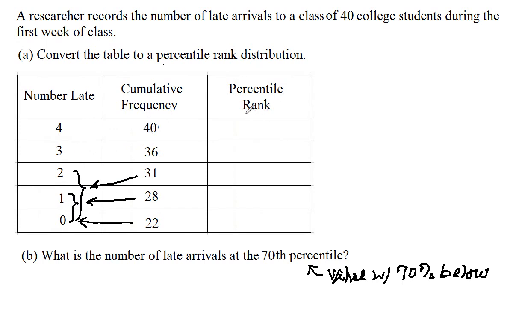So to convert these to percentile ranks, all we have to do is take and divide by our total. Okay, a percent is part out of the total. So this is the part of the class that was late 0 times during that first week. So that percentile rank is going to be 22 divided by 40. And if you plug that into the calculator, you'll get 0.55 or 55%.